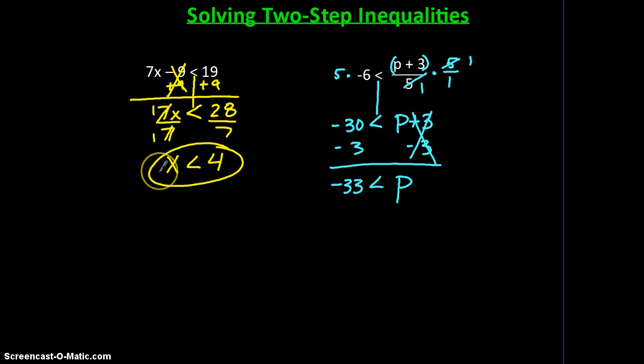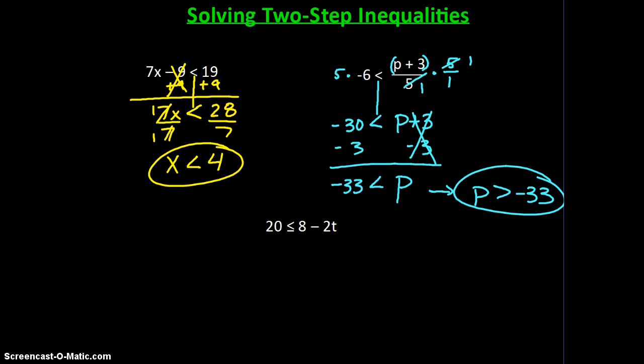Now, what I didn't have to do in the last problem was change this around, because x came first. In this case, p does not come first, so in order to graph this, I need to write it as p coming first, and then I think about if I'm reading this in reverse, p is now greater than negative 33.